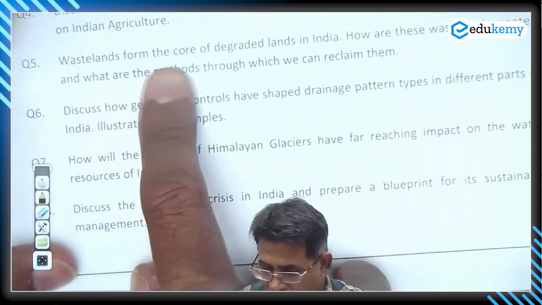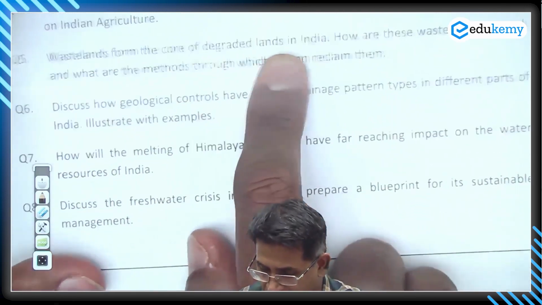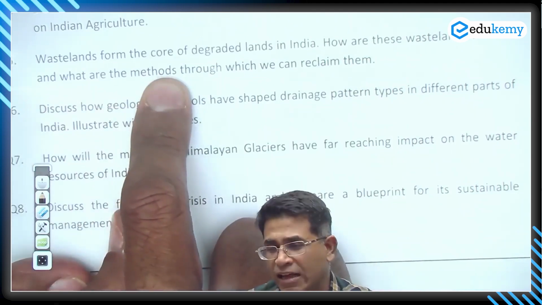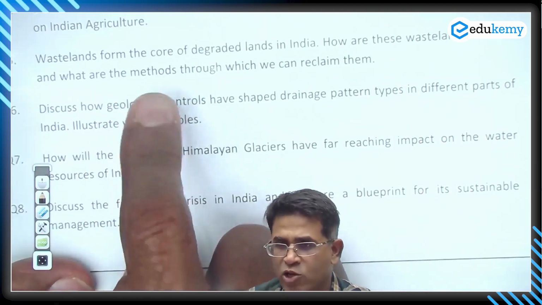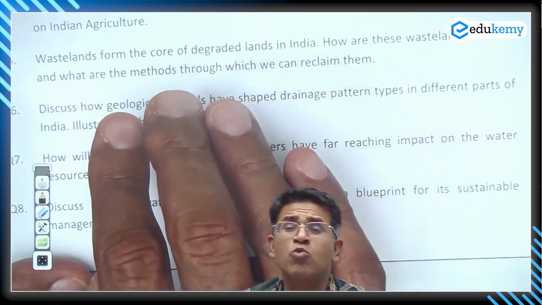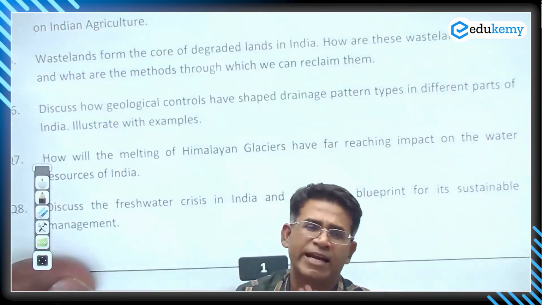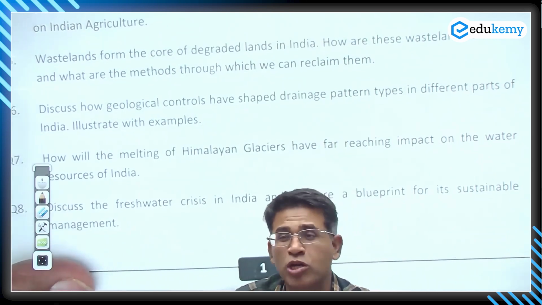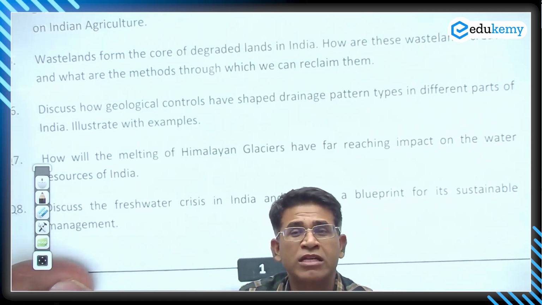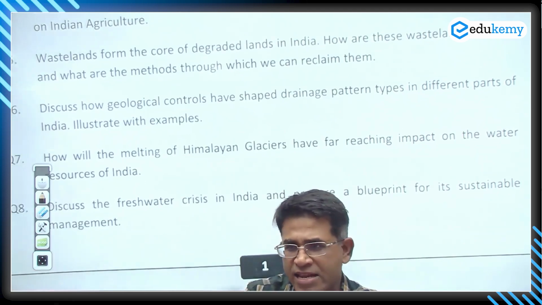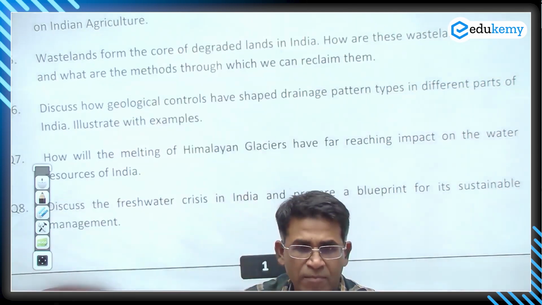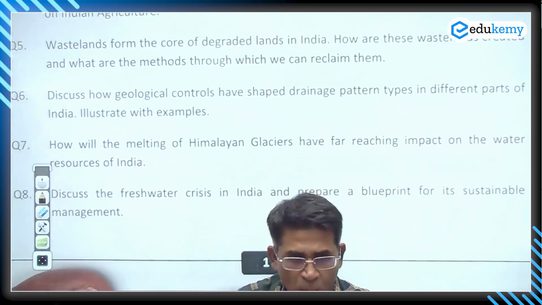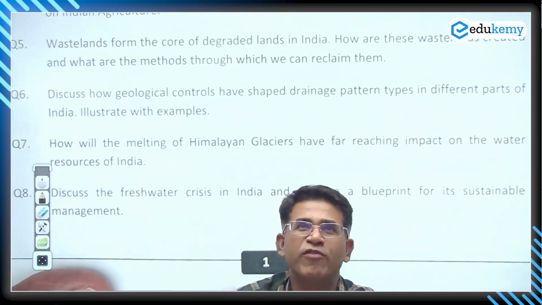Wastelands form the core of degraded lands in India. How are these wastelands created? इसमें ध्यान ये रहे, when we talk about wasteland, you must talk more in the context of human factors along with climatic aspects. Agriculture is a factor, mining is a factor, pollution is a factor. Okay, उसके साथ बात बताना कि there are dry areas, there are semi-arid regions, marginal land and whatever. The desertification topic पूछा हुआ है, I know, but be ready for it again.